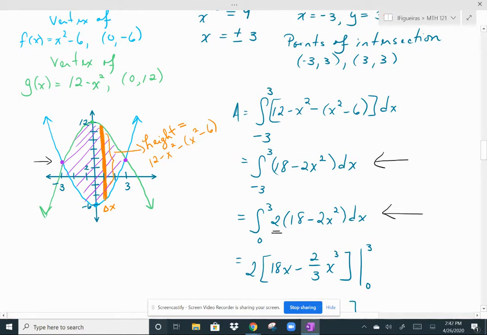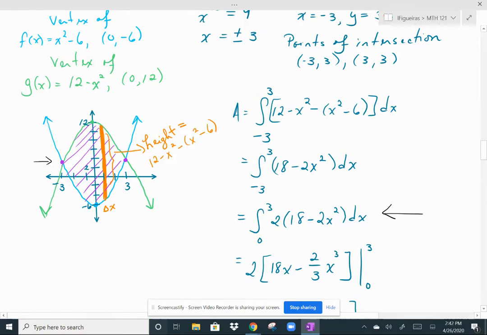So either integral works, but the second one, the one that I'm multiplying by 2, is easier to compute because of the lower limit of 0. So I'm going to do it with this integral here.